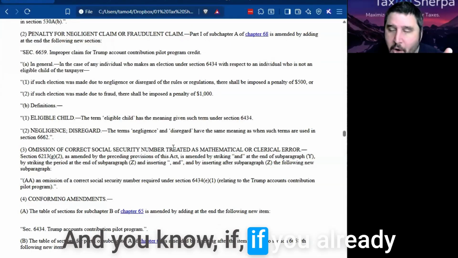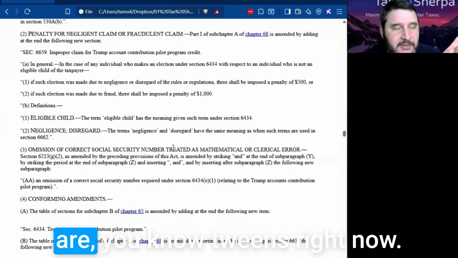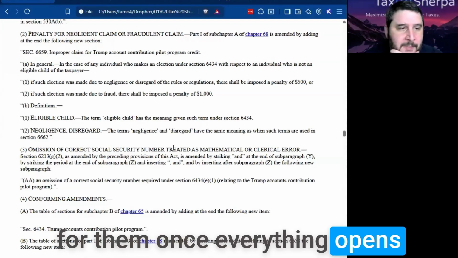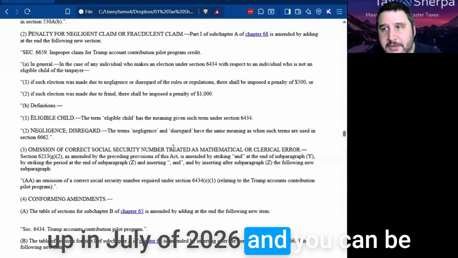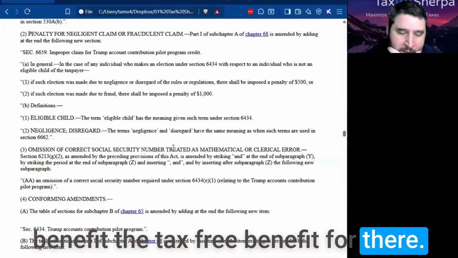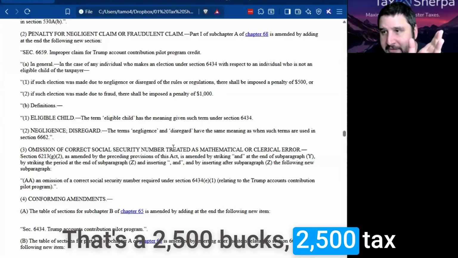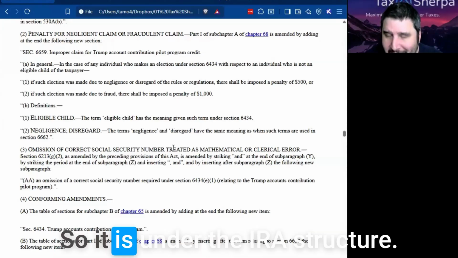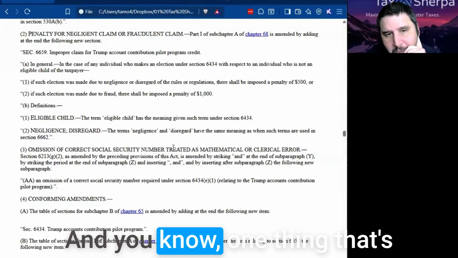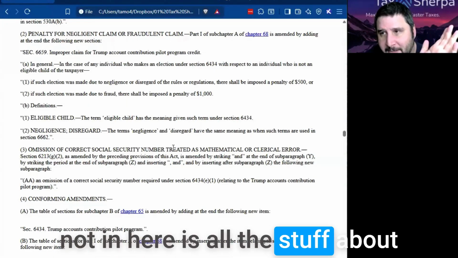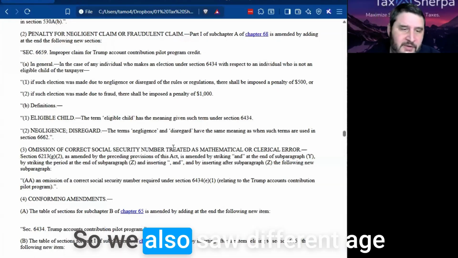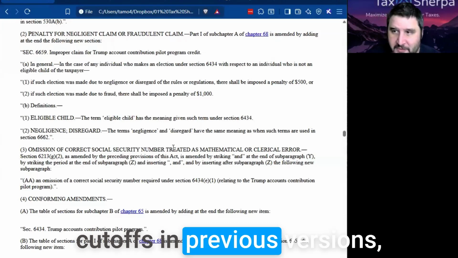And if you already have children like I do, my kids are tweens right now, I'll be opening accounts for them once everything opens up in July of 2026. And you can be sure I will be taking an employee benefit, a tax-free benefit there. That's a $2,500 tax-free put into their accounts. So it is under the IRA structure. It converts to an IRA when they turn 18. And one thing that's not in here is all the stuff about the businesses, which we saw in previous versions of the language. We also saw different age cutoffs in previous versions, which are gone from here.